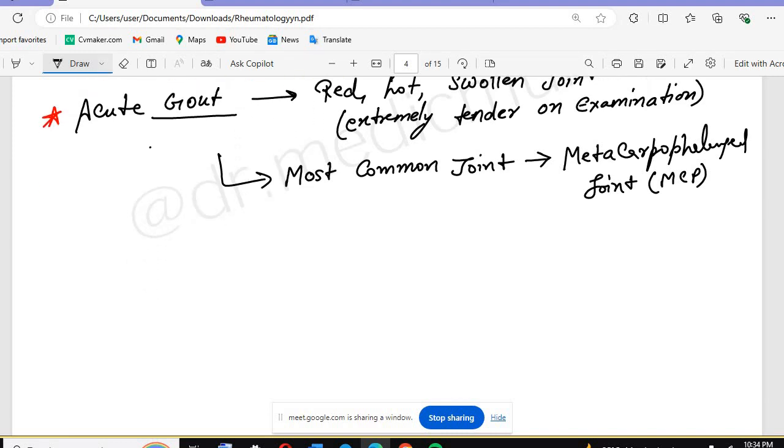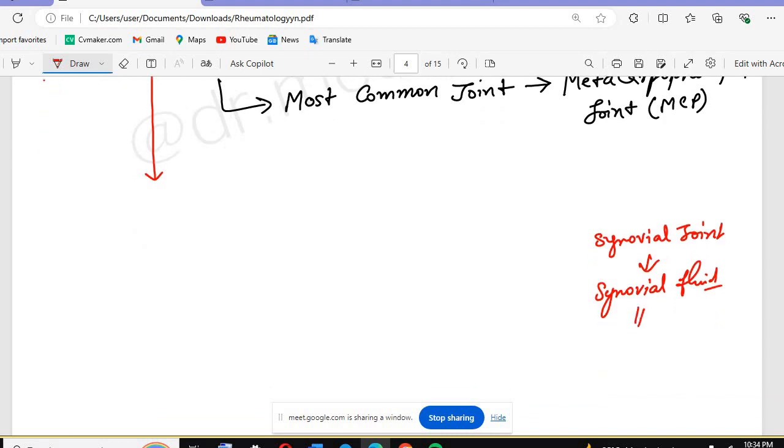So what you will see in acute gout is changes in the synovial fluid. Of course, our knee joint, hip joint, elbow joint, wrist joint and shoulder joint are all synovial joints, which have some synovial fluid that helps in movement. All these joints can be affected; the most common joint here is the metacarpophalangeal joint, which has synovial fluid.